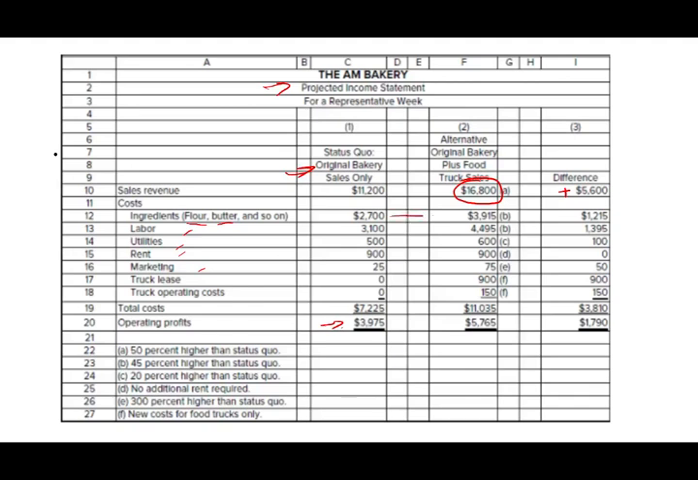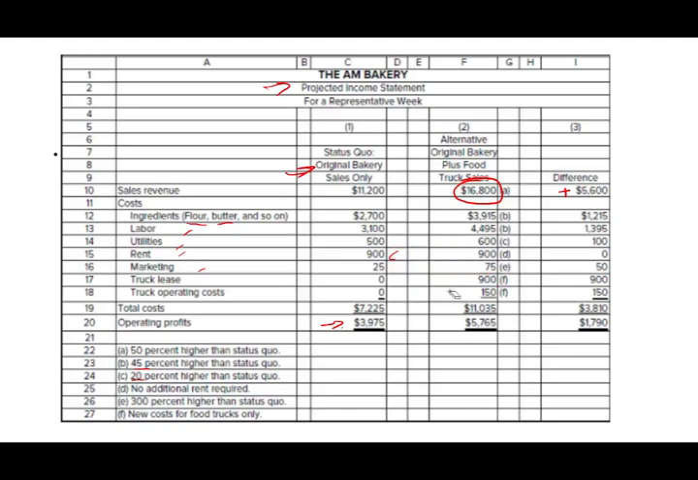The ingredient cost is going to go from 2,700 to 3,950, which is about 45% higher. Labor obviously will increase; labor is also 45% higher cost. Utilities will increase by 20%. Rent will stay the same; we're not paying any additional rent. We're going to have a new truck lease of 900. And marketing will increase by $50.